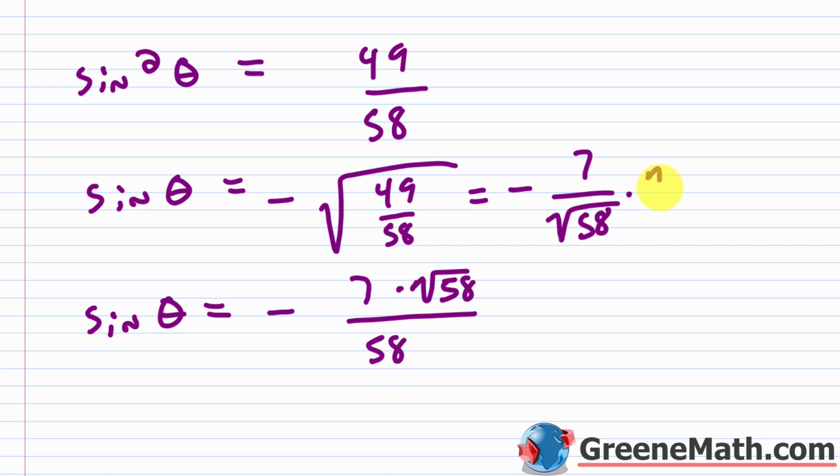Because I'm going to multiply this by the square root of 58 over the square root of 58, and I'll be done. So sine of theta is equal to negative of 7 times the square root of 58 over 58.